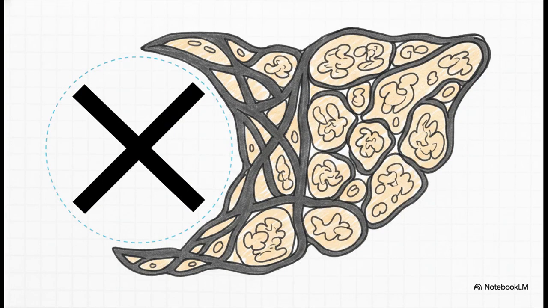Now, a really important clinical caveat from our source material. While you'll often see areas of necrosis alongside regenerative nodules in a cirrhotic liver, regenerative nodules are actually not strictly essential for the diagnosis of cirrhosis. The main takeaway is the widespread disorganization and those intervening bands of scar tissue.